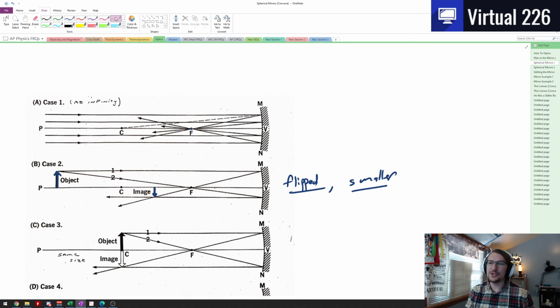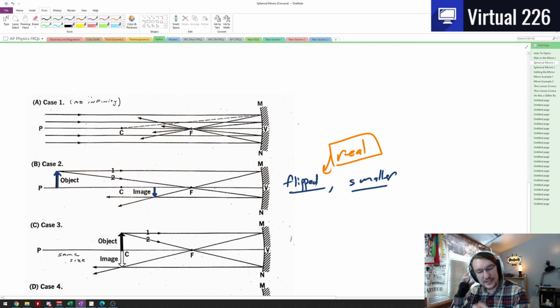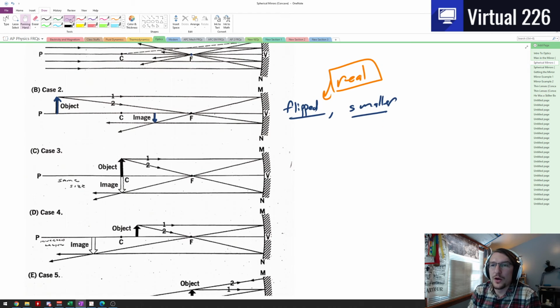This flipped image means that it is real. It's a real image, just like the frog was. It actually can project. It actually exists. And this real image has to be flipped. That's the only way you're ever going to get a real image. They're always going to be flipped. When we're at the center of curvature, our object and image are the same size. It is flipped again, so it's flipped, meaning it's real. It has the same size.